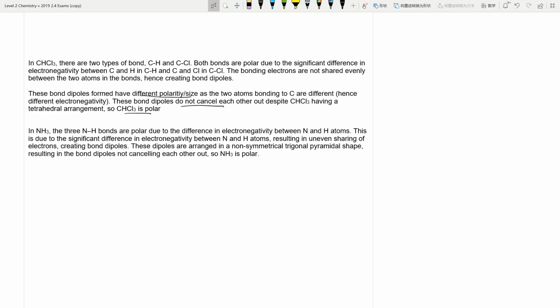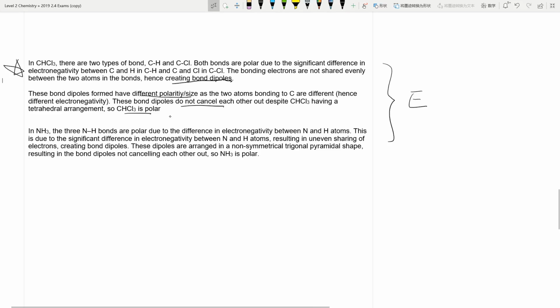Now this whole thing is an Excellence question, so you need to make sure you talk about the formation of bond dipoles. This is where a lot of people don't talk about. They just go straight into cancellation. But what are we cancelling in the first place? So read this, pretty much everything I've explained in the past couple of minutes. Just make sure you can do these.